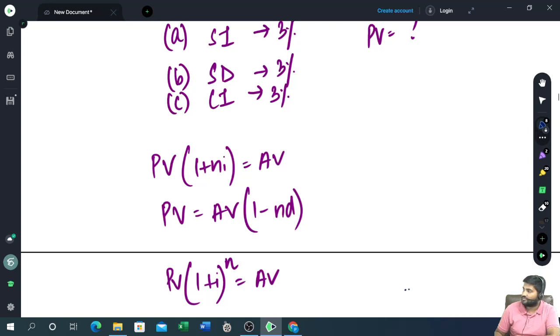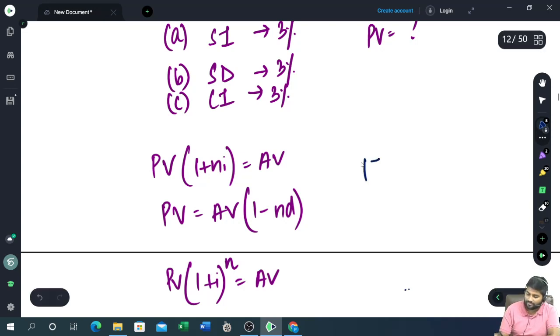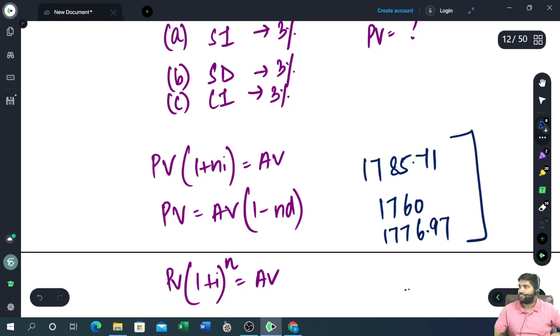The first answer will be 1785.71. Next, it will be 1760. And third, it will be 1776.97. Please check.